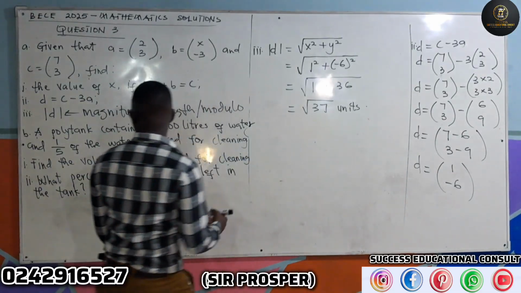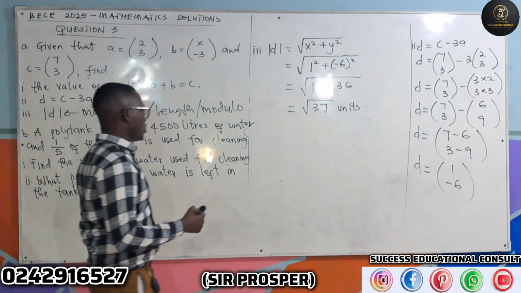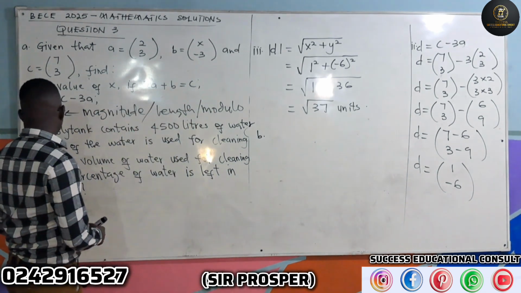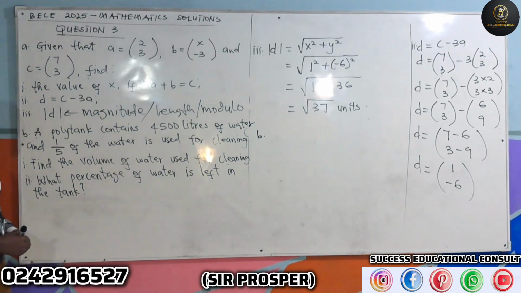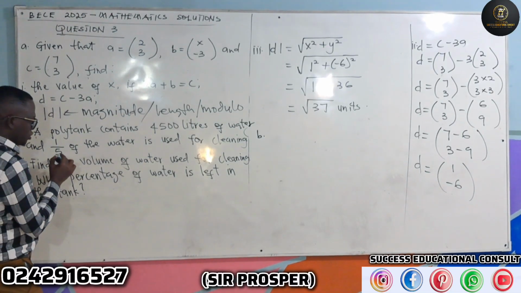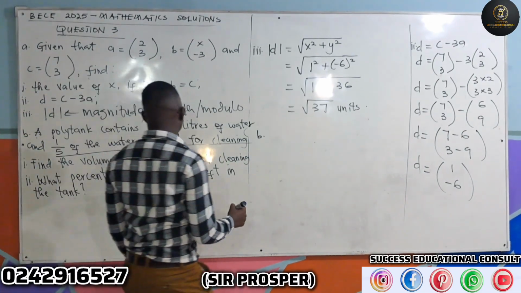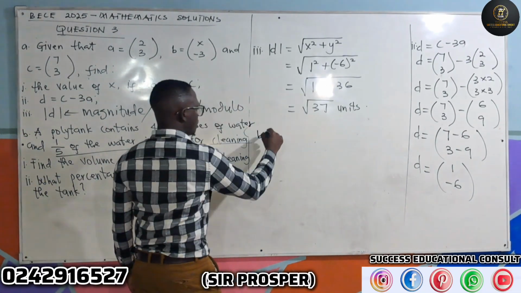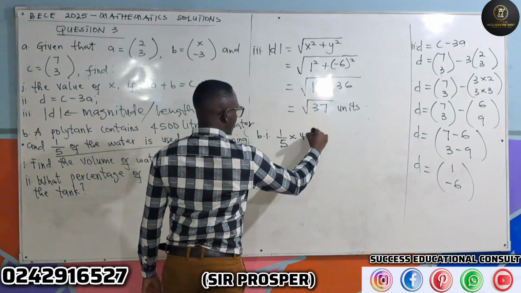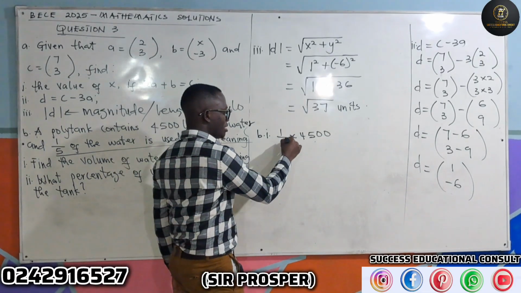Now we'll move to B, a polytank. I've read the question already, so let's go straight to the point. It says find the volume of water used for cleaning. 1/5 of the water is used for cleaning. Very simple. 1/5 of 4,500. So B(i): 1/5 times 4,500. So 5 divides itself once.